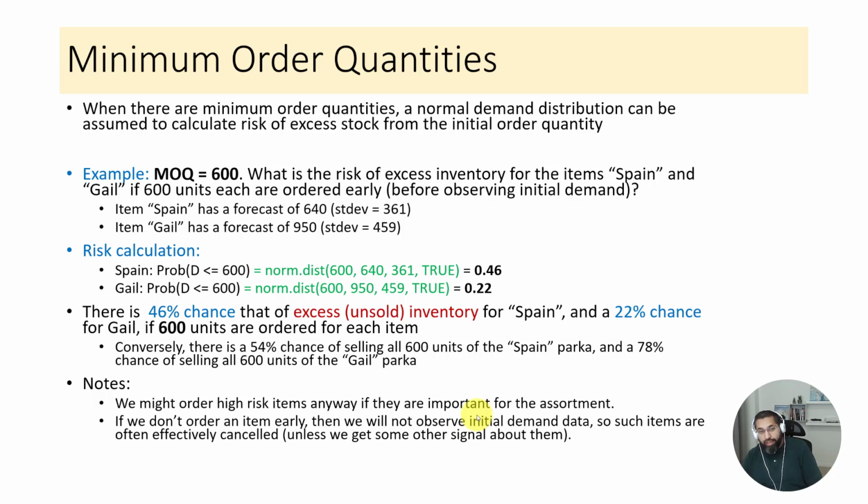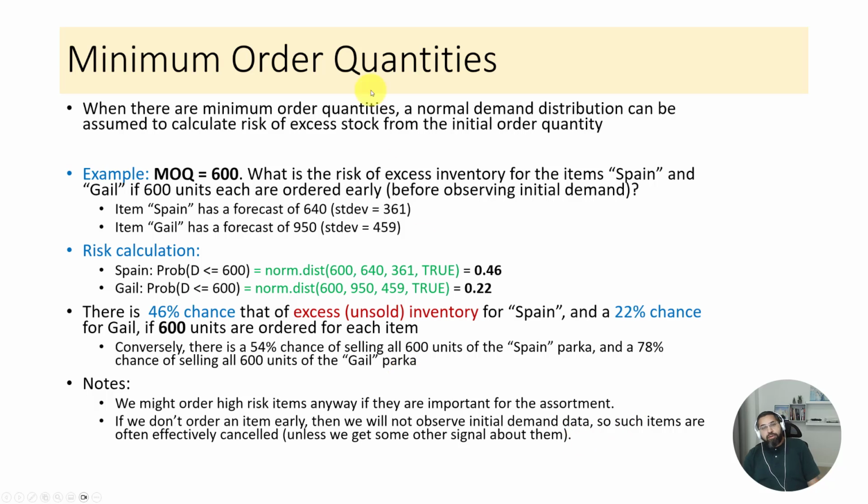You may still order it late based on some other signal, like a competitor offering a similar parka, but you won't get your actual sales data from selling your own units. So it's up to you as a manager how you manage the risk. At what level of risk you're okay going for the MOQ, and at what level of risk you say, okay, this parka, the forecast is so low, let me just scrap this and focus on other SKUs or something like that.